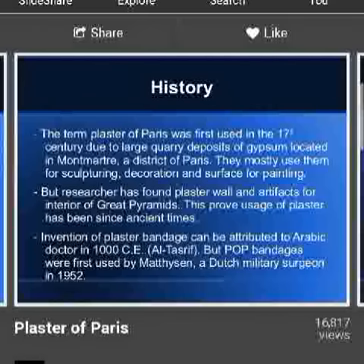The invention of the plaster bandage can be attributed to an Arabic doctor in 1000 CE. But POP bandages were first used by Mathijsen, a Dutch military surgeon, in 1852.